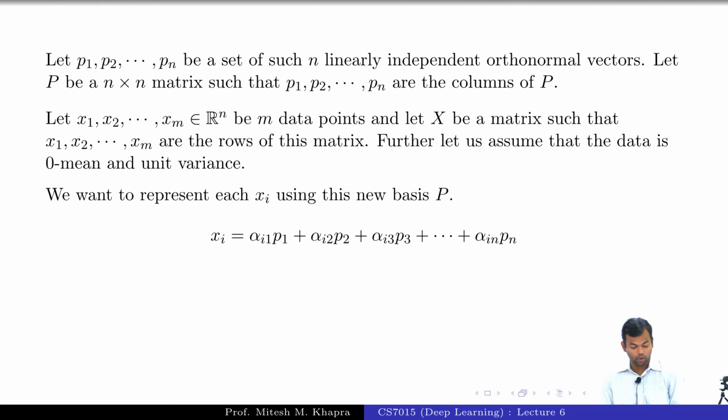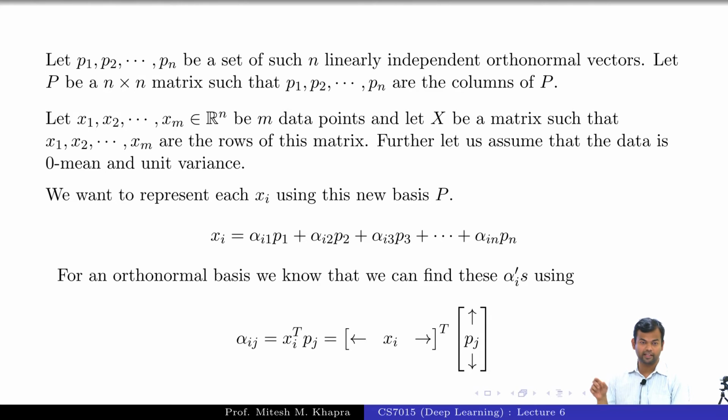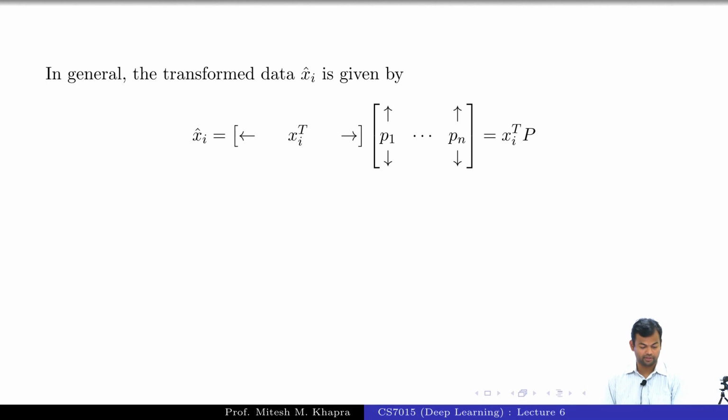Now we want to represent each xi, which is one of the data points that we had, that means one of the rows of our matrix. We want to write it as a linear combination of this new basis. If you have any basis, any vector, you can write it as a linear combination of that basis. Is that fine so far? Now, for an orthonormal basis, we know that we can compute these alphas just by taking a dot product of the vector with the dimension. I'm just repeating some of the things. Fine, so now let's see what this means.